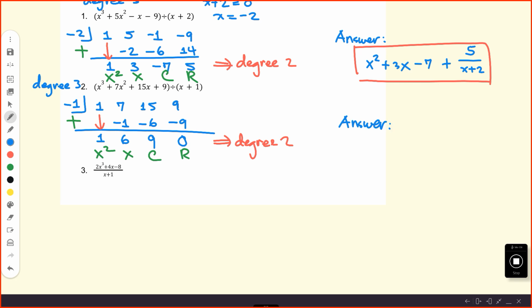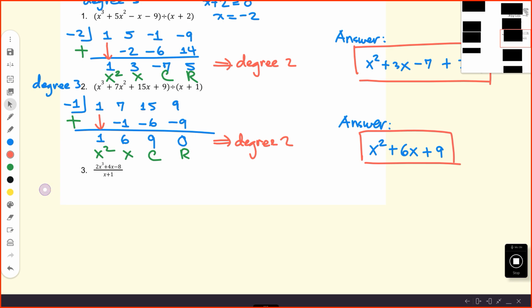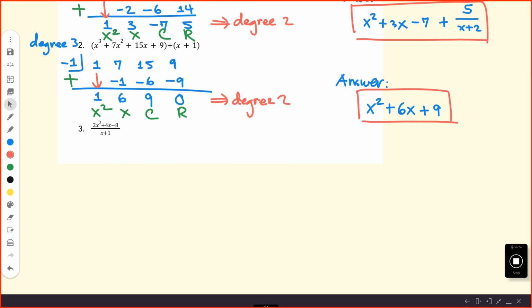Okay? All right, so what's going to be our final answer? 1x squared plus 6x plus 9. We don't have to write the fraction form because we know the remainder is 0. 0 divided by x plus 1 is just 0. Okay? So therefore, this is our quotient. Any question?